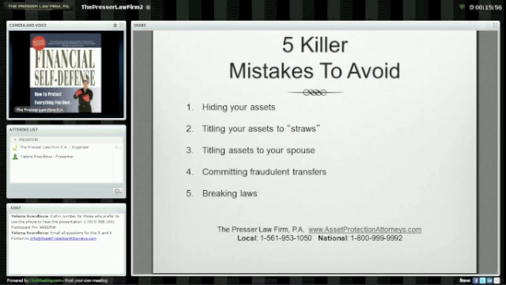You never want to commit a fraudulent transfer. A fraudulent transfer is when you have a present or potential creditor. You transfer assets out of your name for less than fair market value, and as a result, the creditor doesn't get paid. So let's take an example.